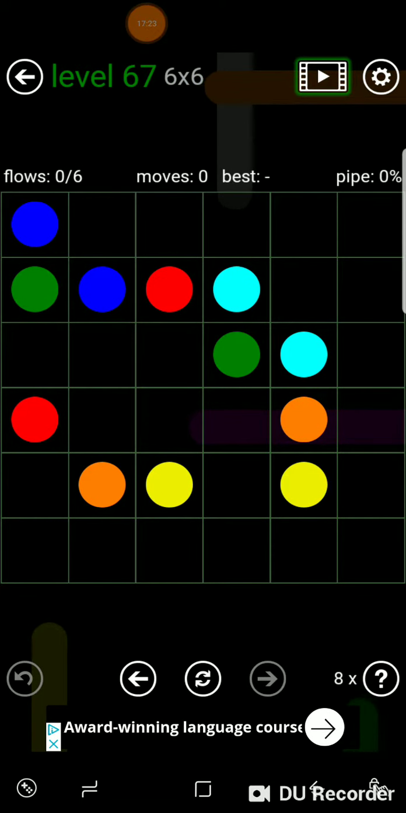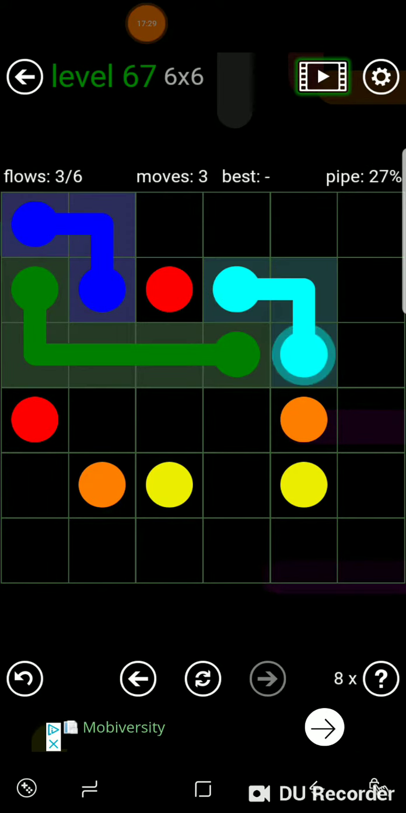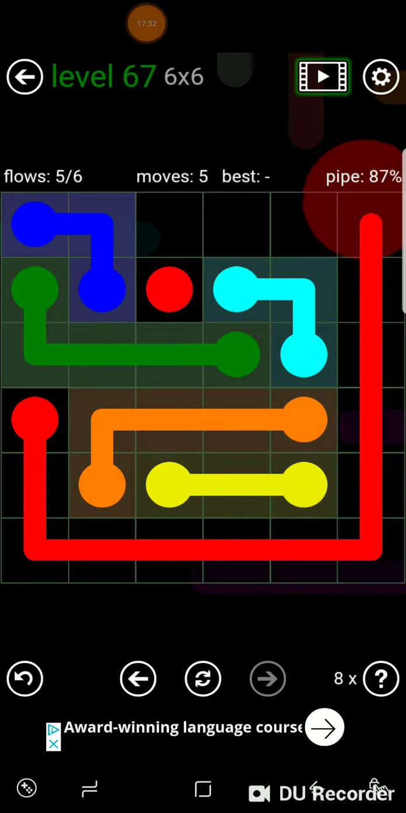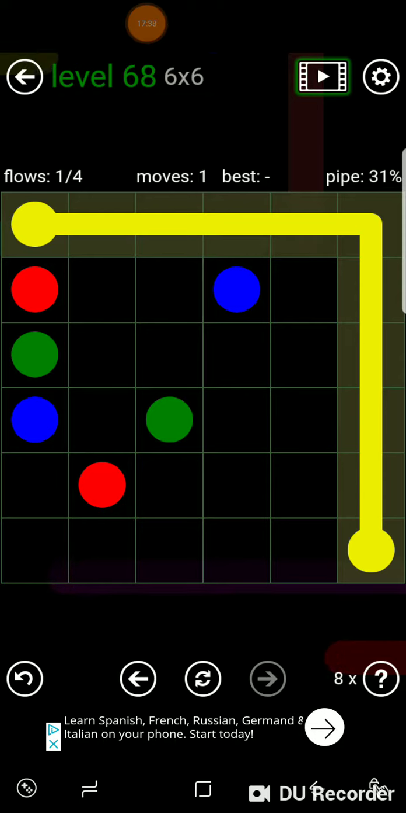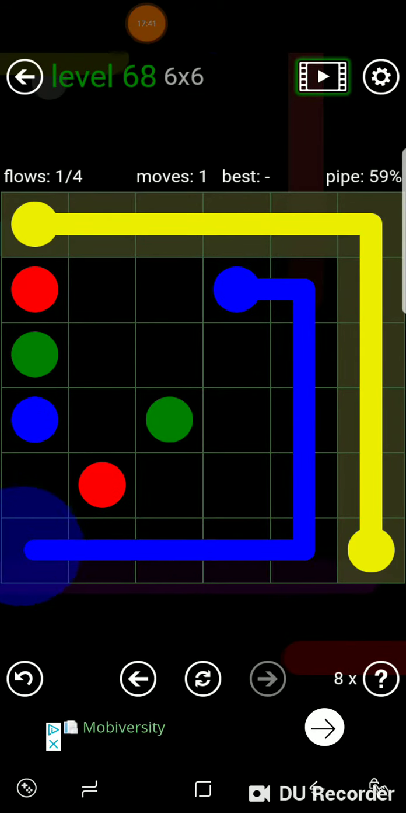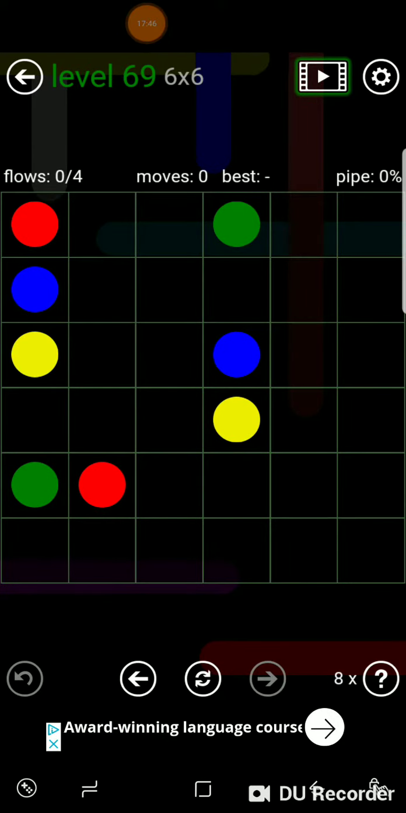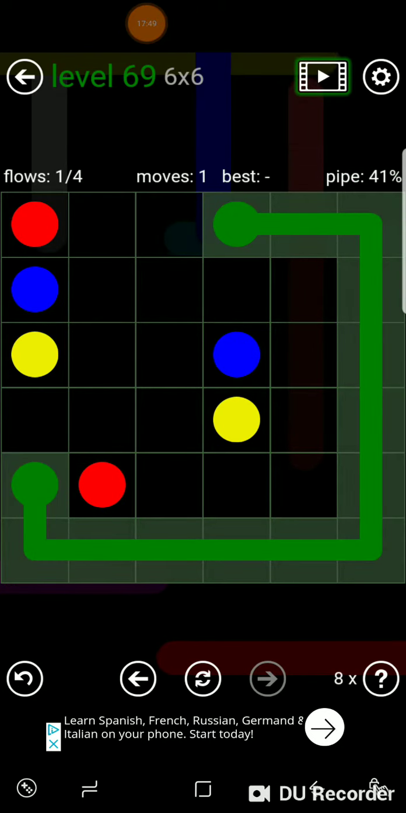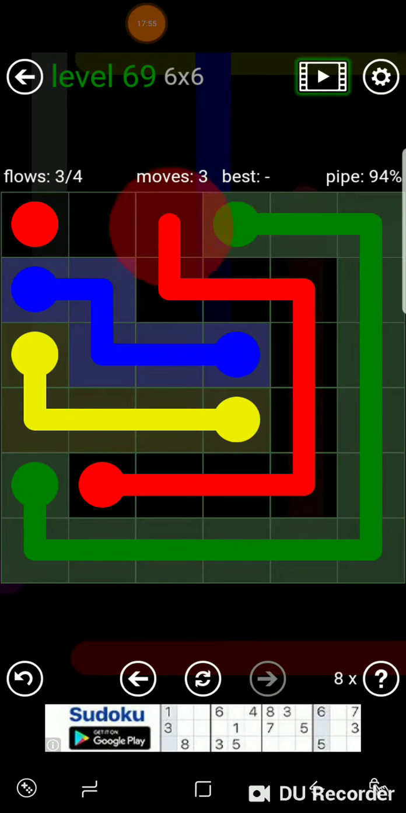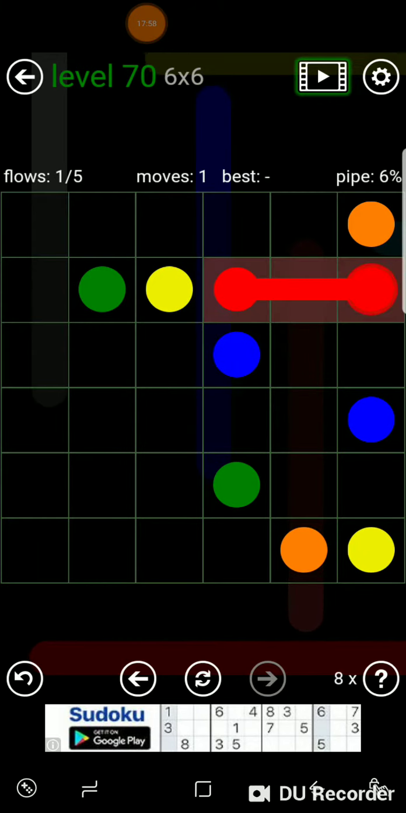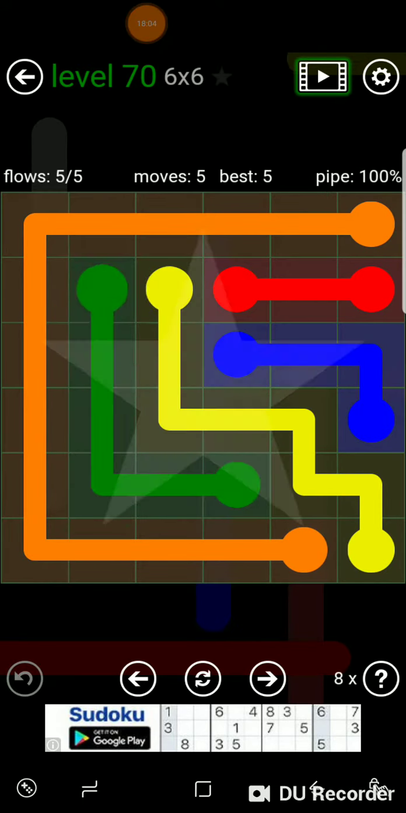Here we go again. Time to connect the dots. Here we go. One, two, three, four, five. And six. Now let's go again. One. That goes here. Up. There we go. There. So you just gotta figure out what colors they go to. Like this. Just sort it out. Oh. There we go. There we go. That.